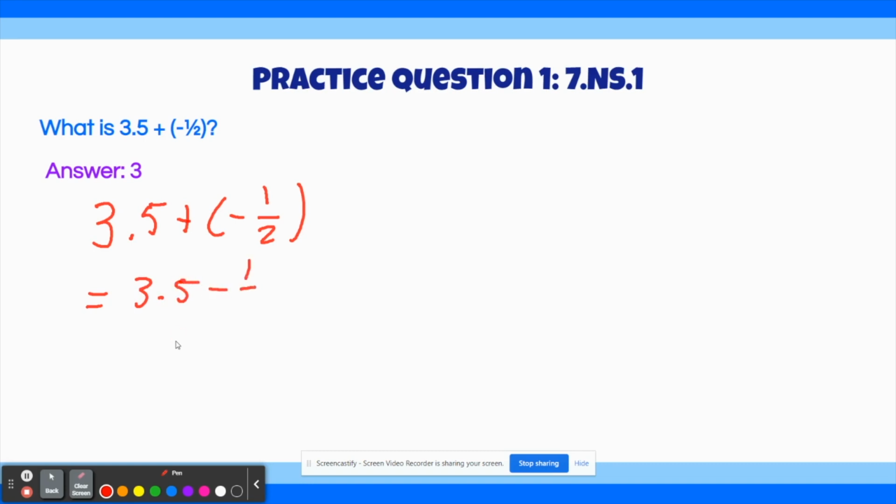minus 1 over 2. And to fully solve this problem, we need to convert both into the same form. So we're going to convert negative 1 over 2 to a decimal. So negative 1 over 2 just equals negative 0.5. So here we're going to put equals 3.5 minus 0.5. And this is just 3. So that's our final answer.